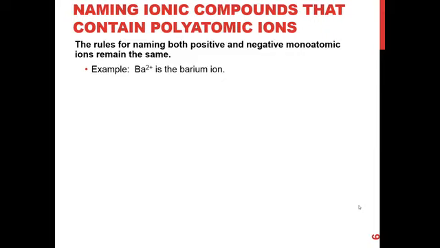Let's talk for a second about naming ionic compounds that contain polyatomic ions. There are several scenarios that can arise. First of all, it's worth noting that the rules for naming both positive and negative monoatomic ions, which we talked about when we talked about nomenclature of binary ionic compounds, remain the same. So, for example, if the positive ion that appears in your compound is Ba2+, it is the barium ion.